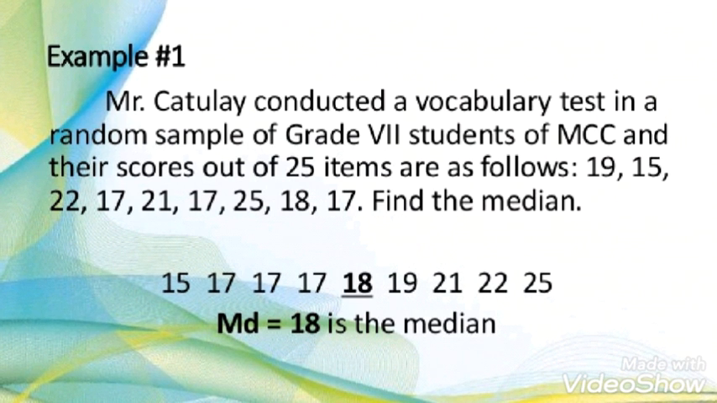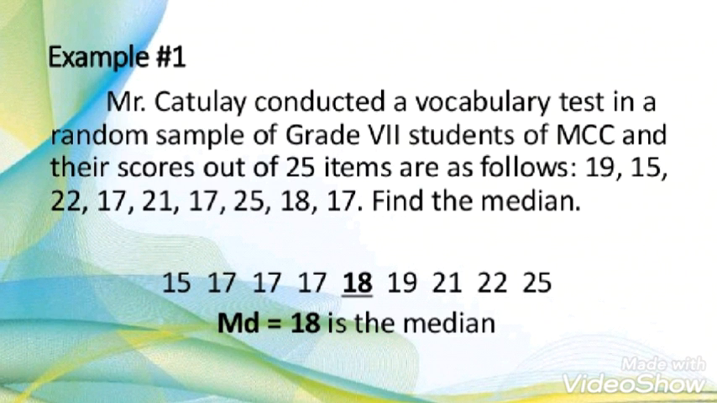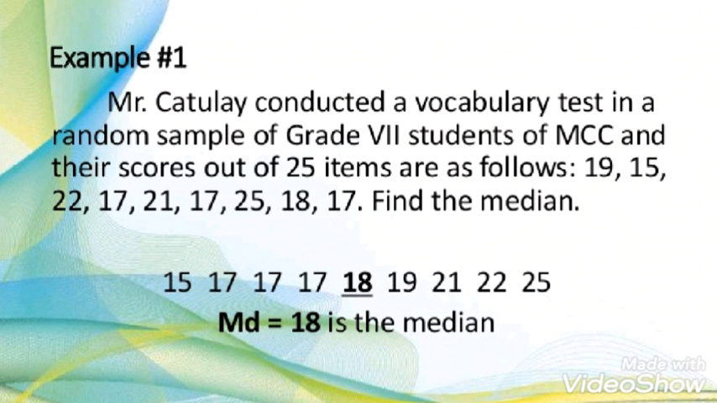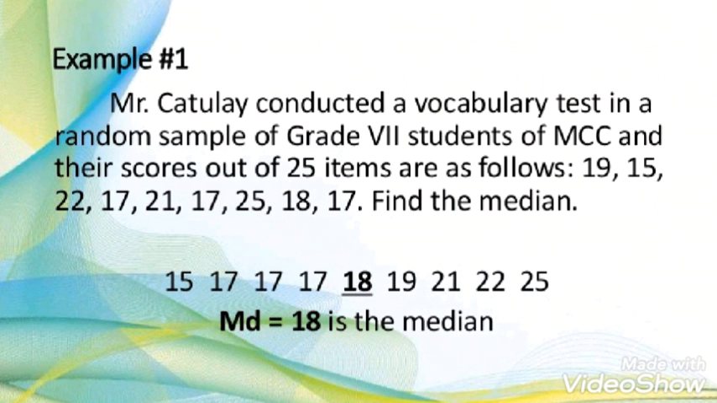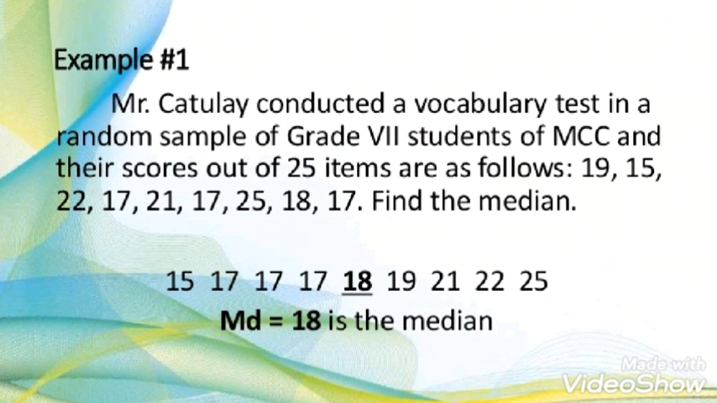In the given list, the least number is 15, then comes 17. You have to see how many repeated numbers there are and arrange accordingly. So 17 is repeated 3 times, then comes 18, then 19, 21, 22 and 25. In the median we always go for the middle number. So here your middle number is 18, and that is your median.